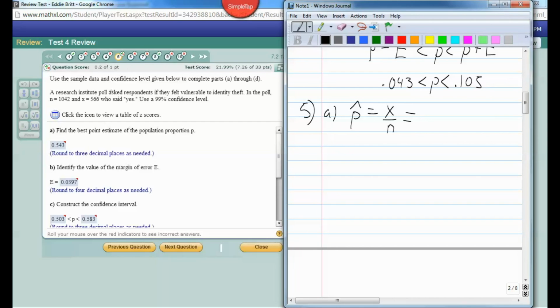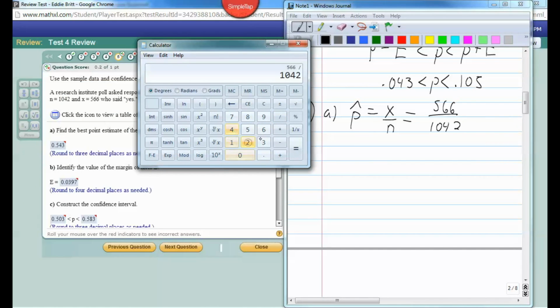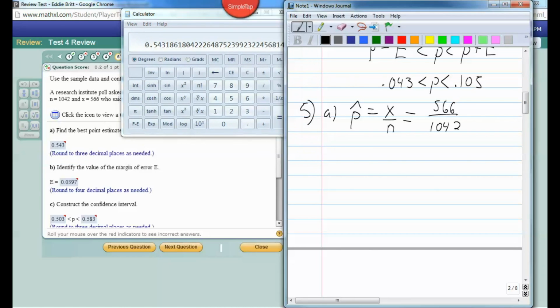Let's see, we're looking at a research poll that asked respondents if they felt vulnerable to identity theft. In the poll, n equals 1,042, x equals 566, the number who said yes. We're going to use a 99% confidence level. So p hat is 566 divided by 1,042. The answer says round to 3 decimal places, so let me show you how to get that answer. 566 divided by 1,042. If you round it to 3 places, 0.543. That's your answer.